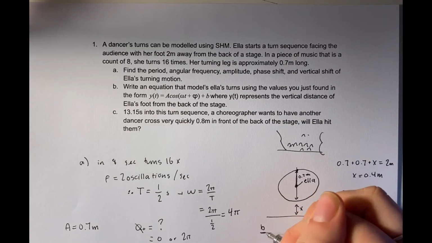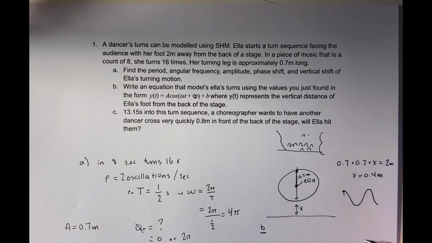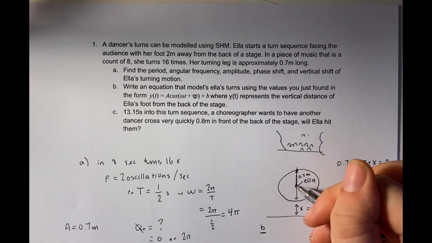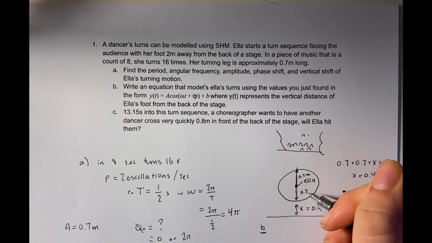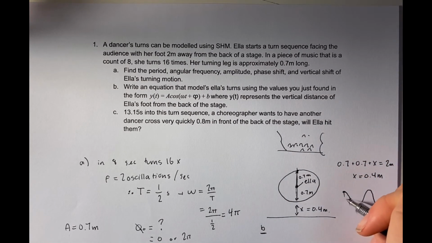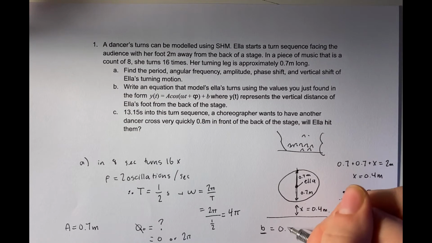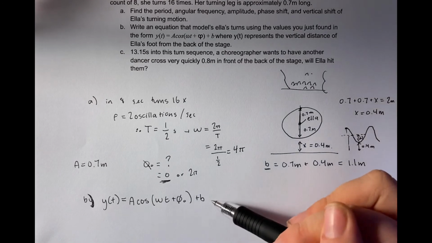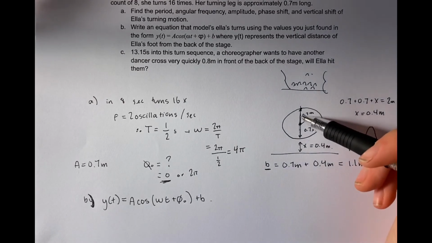In most of the functions we've seen, the vertical shift has been 0, as the equilibrium rests on the x-axis. However, in this function, as we're measuring the distance away from the back of the stage, the equilibrium will not be 0. Rather, it'll be the distance between Ella in the center and the back of the stage. This will be the sum of the radius, 0.7 meters, and the distance x, 0.4 meters, totaling 1.1 meters.